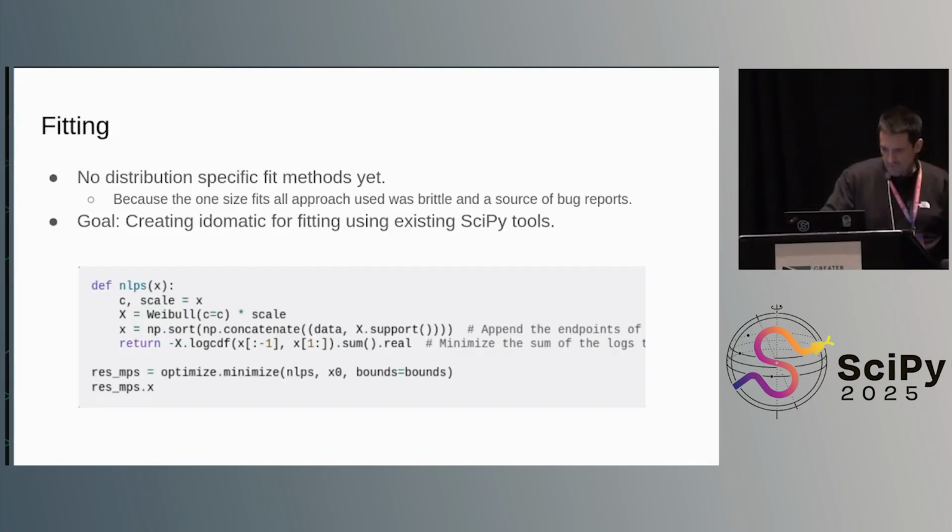Here's an example Matt wrote of using scipy.optimize.minimize to fit a Weibull distribution. The basic idea is just to use existing SciPy tools, but there'll be more development on that.